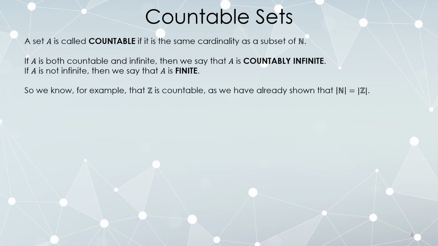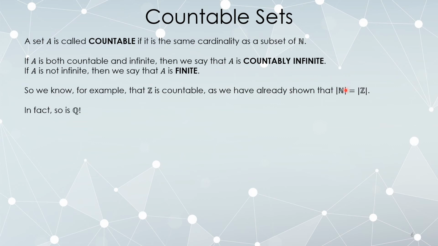So for example, Z is countable. Z, the integers, are countable because we in fact already showed, through an explicit construction of a function, that we could make a bijection between the naturals and the integers. So they have the same cardinality. So the integers are a set that have the same cardinality as a subset of the naturals, specifically all the naturals. So the integers are countable.